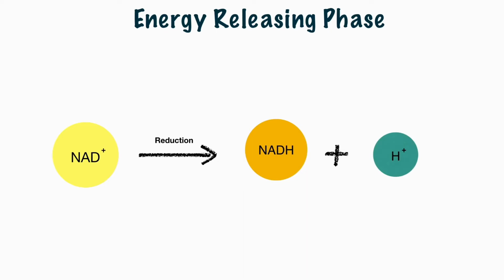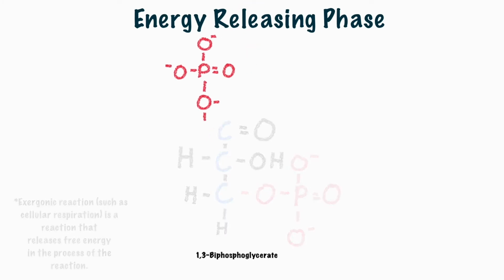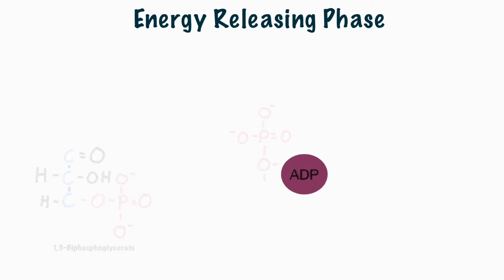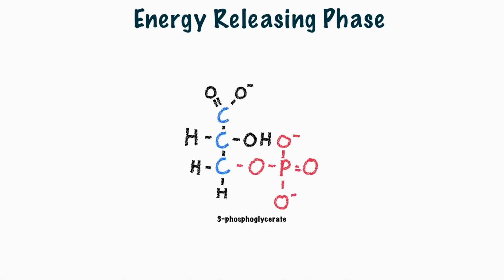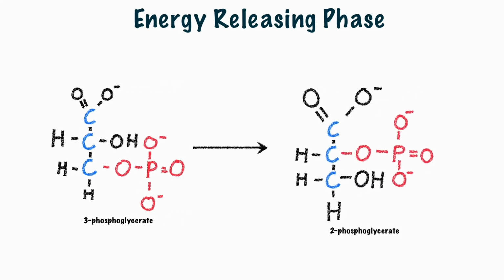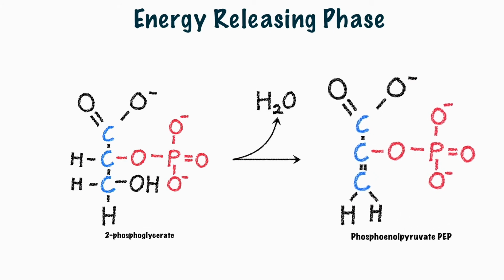The overall reaction is exergonic, releasing energy that is then used to phosphorylate the molecule, forming 1,3-bisphosphoglycerate. 1,3-bisphosphoglycerate donates one of its phosphate groups to ADP, making a molecule of ATP and turning into 3-phosphoglycerate in the process. 3-phosphoglycerate is converted into its isomer, 2-phosphoglycerate, which then loses a molecule of water, becoming phosphoenolpyruvate, PEP.